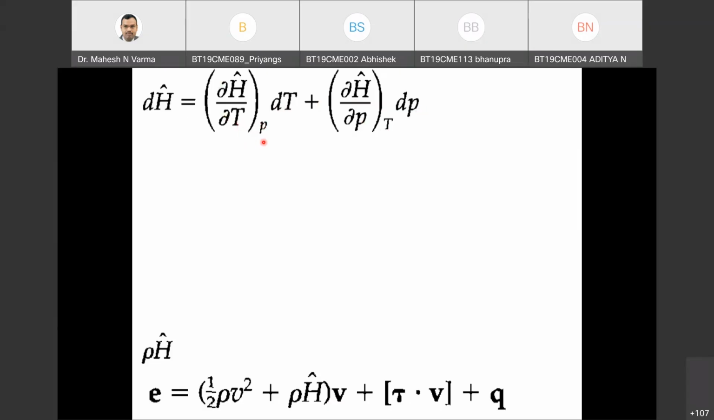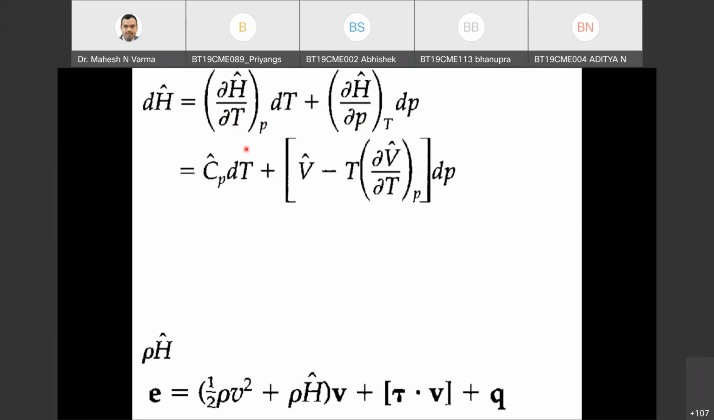Now dH/dT at constant pressure can be represented as the specific heat capacity at constant pressure, that is, heat capacity at constant pressure per unit mass. And dH/dP at constant temperature will be equal to the specific volume, the volume per unit mass, minus T (dV/dT) at constant P. These relations you might have gone through; they are from thermodynamics, so from there you will get this.